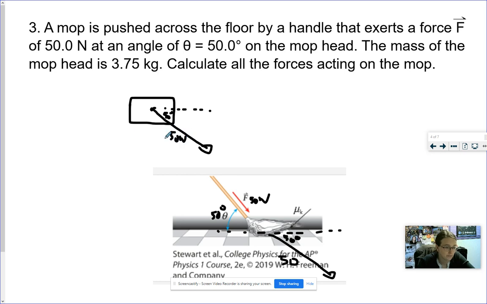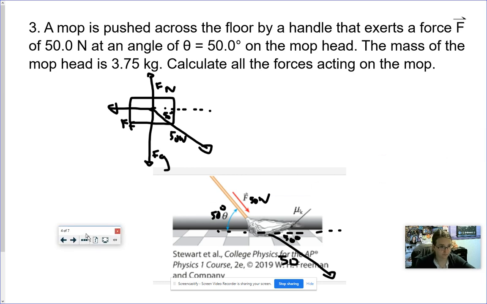That's the applied force. Now we also have the force of gravity. We have the normal force. And then we have the force of friction. Now we're going to find all of these forces. Or at the very least, actually, I'm sorry, we're not going to find the force of friction. In particular, we're going to find the normal force, and then these components. We'll find the force of friction later.